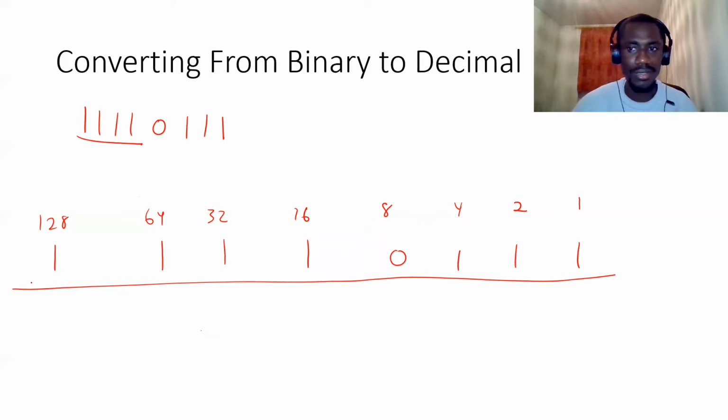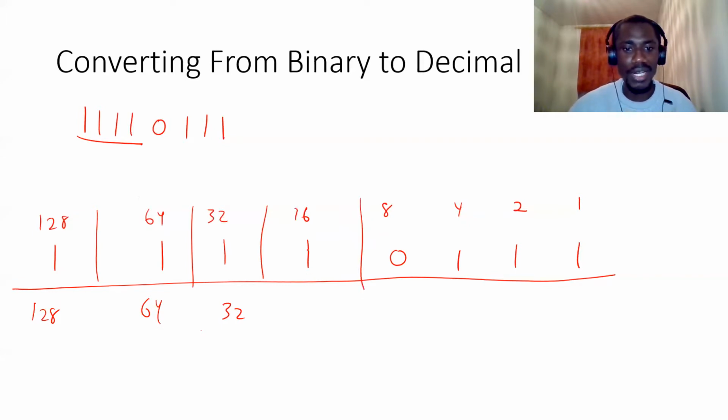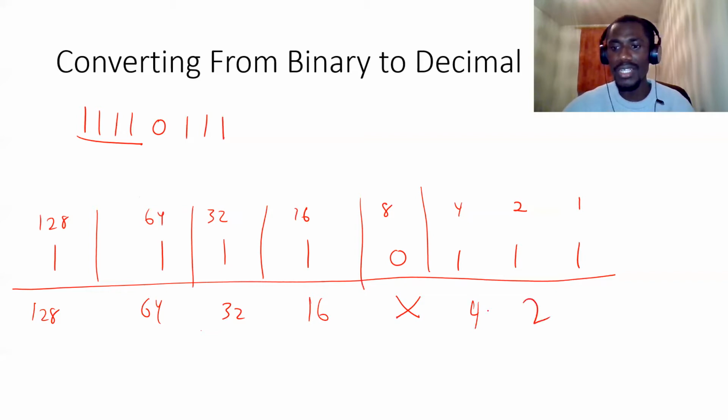So converting to decimal, we look at this side. Anytime we see a 1, we bring the number we have on top down. So we have 128 here. We have 1 here, so we bring 64 down. We have 32 here, we have 1 here, we bring the 32 down. We have 16 here, and we have 1 under that, we bring the 16 down. We have 0 here, we cross it out. We have 1 here, we bring the 4 down, and we have 1 here, we bring the 2 down. We have 1 here, we bring the 1 down.